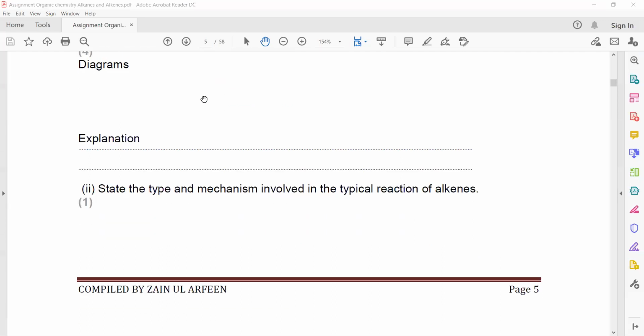Then state the type and the mechanism involved in a typical reaction of alkenes. So what kind of reaction do alkenes have? They have electrophilic, and the type is addition. The mechanism, so it is electrophilic. The typical reactions of alkenes are electrophilic, and because there is only one product, it is addition.